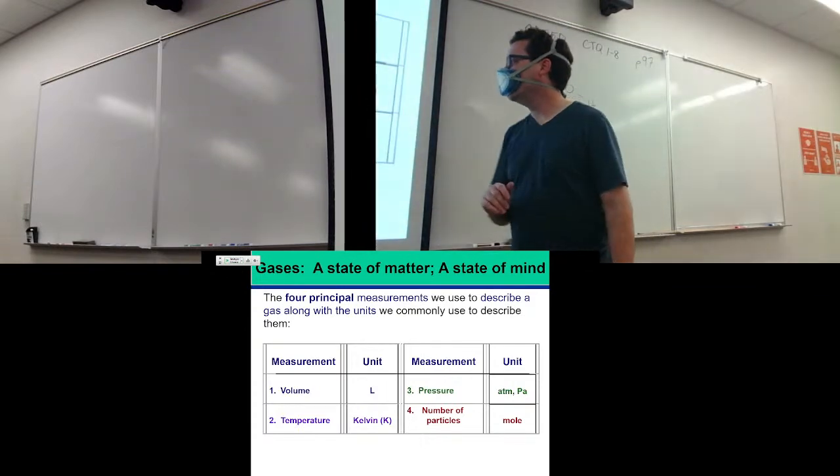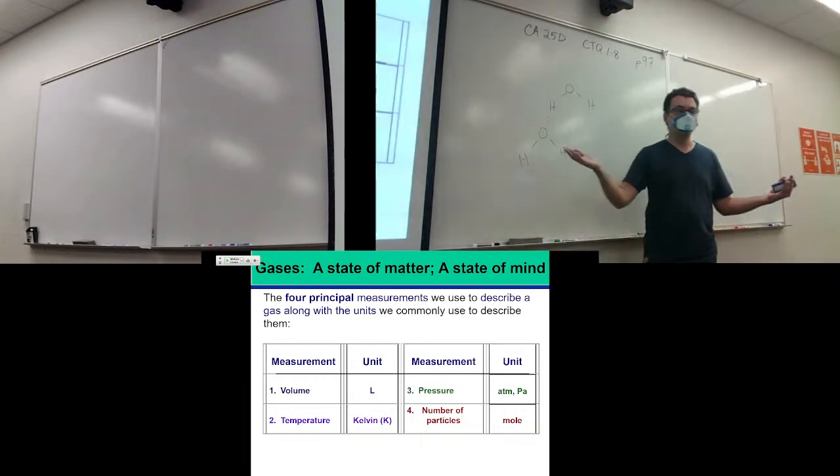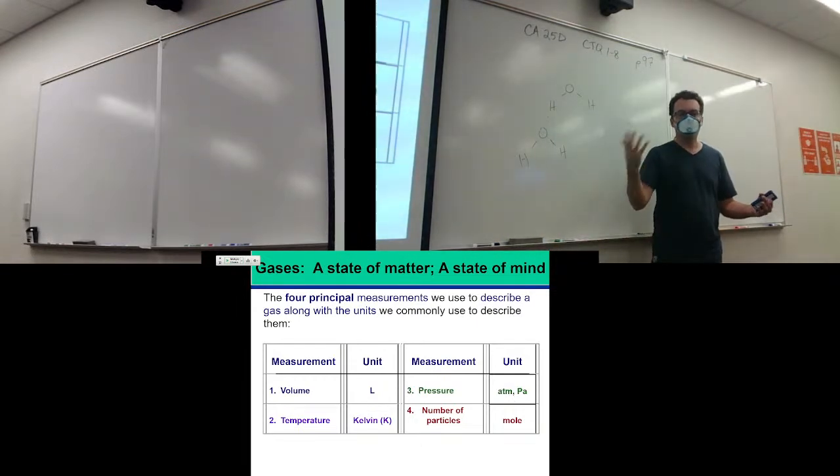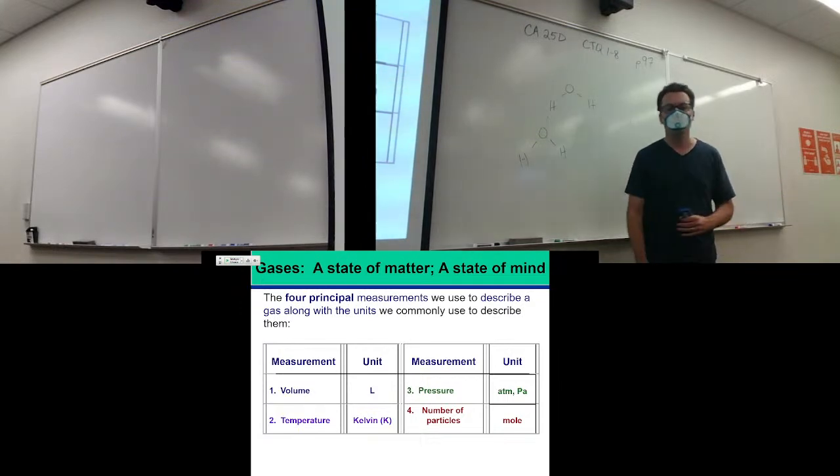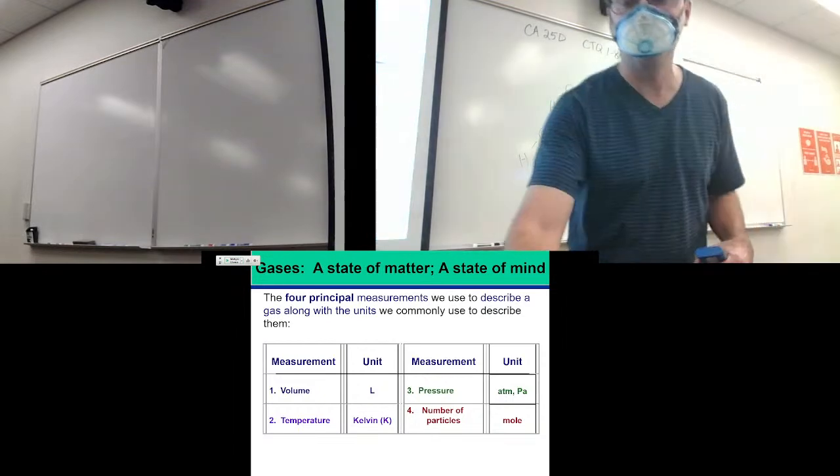And then the last one, numbers of particles, which is the mole. We're not going to use literal numbers of atoms or particles. We're going to use mole amounts, okay? So we have numbers that are not crazy.